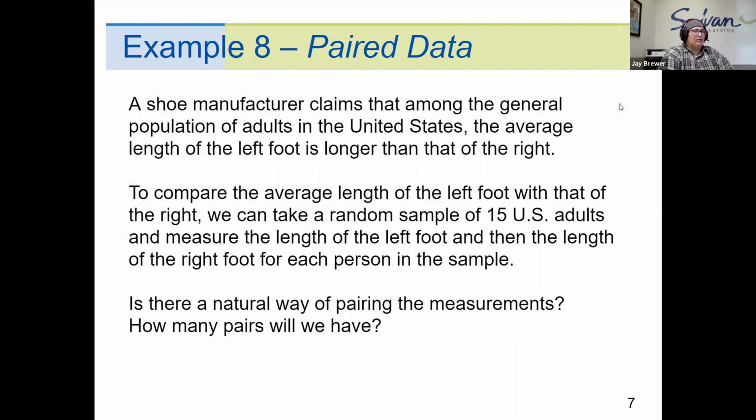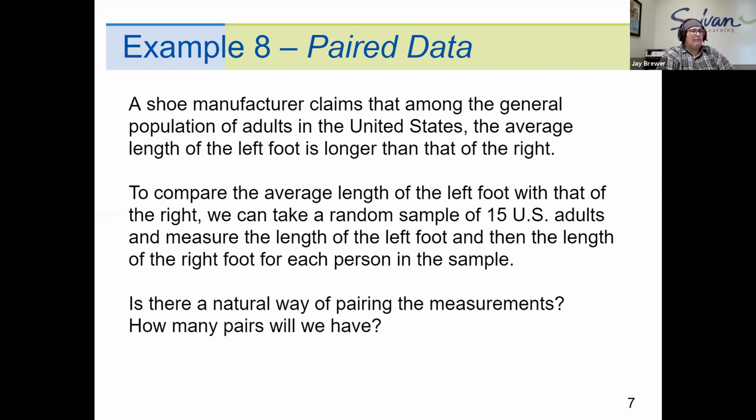So we're looking at paired data for example 8. A shoe manufacturer claims that among the general population of adults in the United States, the average length of the left foot is longer than the right. Now I'm definitely going to have to pay attention to my feet when I get home.